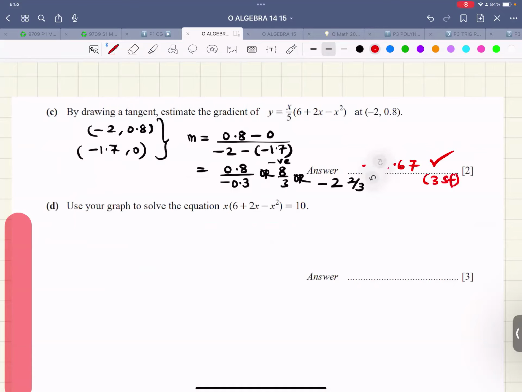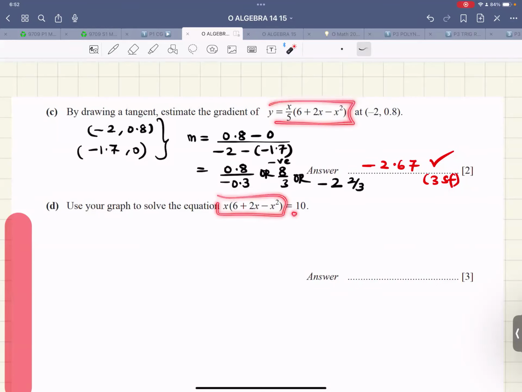Now it says use your graph to solve this equation, which is almost the same as this thing, equals 10. How should I do that? First of all, look at the equation. There is an x over here, 6 plus 2x minus x squared. But what extra thing is there? 5, which is not written over here.